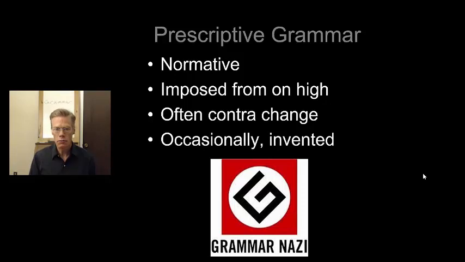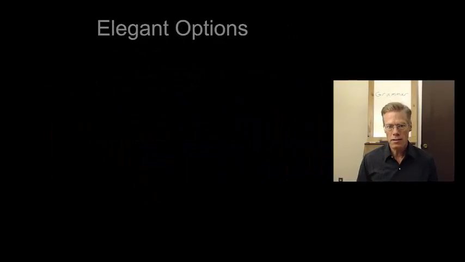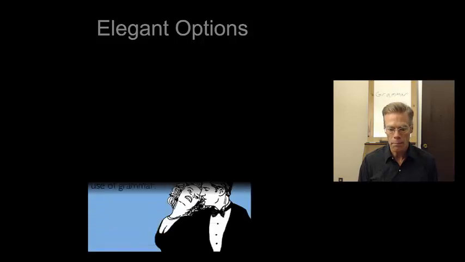Occasionally, prescriptive rules just simply get invented whole cloth, where somebody who had enough power to impose their will on others just decided that they liked language one way and not another, and so they created a rule. And that brings us to something that Joseph Williams refers to as an elegant option. So within the realm of prescriptive rules, there is still kind of a continuum. Not all of these prescriptive rules are created equal. Some of them are higher, more elegant, and we call these elegant options.